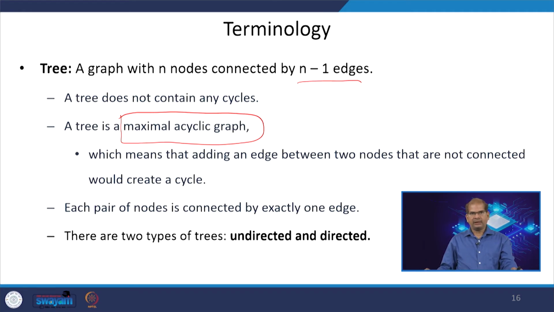There are two types of trees. One is undirected, where there is no direction, and the other is directed, where there is a direction from each node to the other node. So, one is called an undirected tree and the second is called a directed tree.